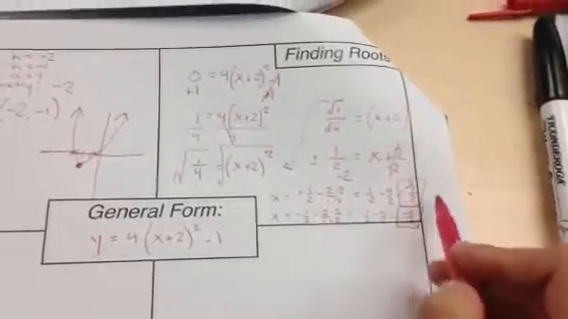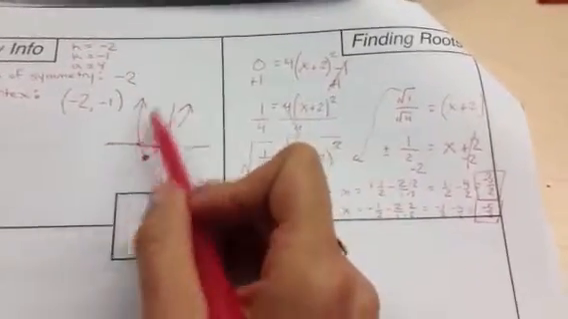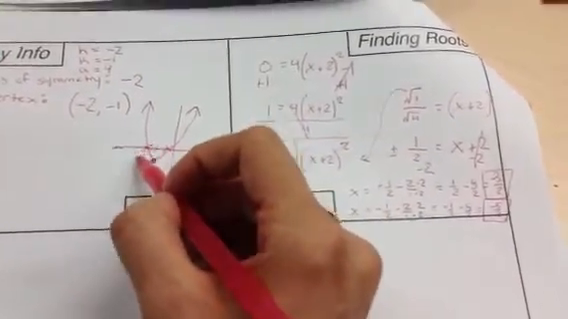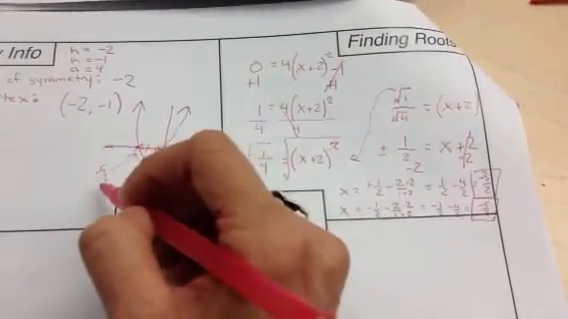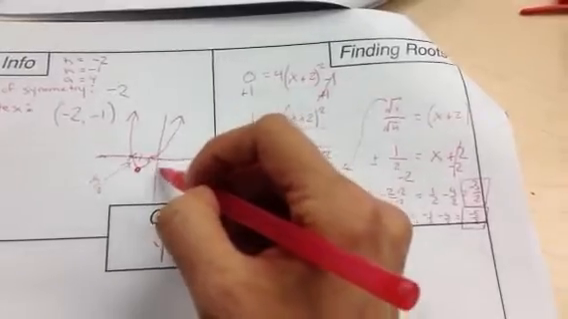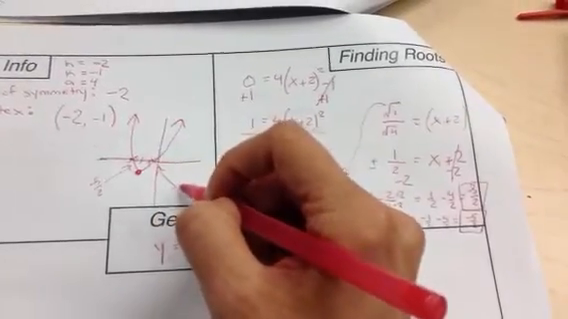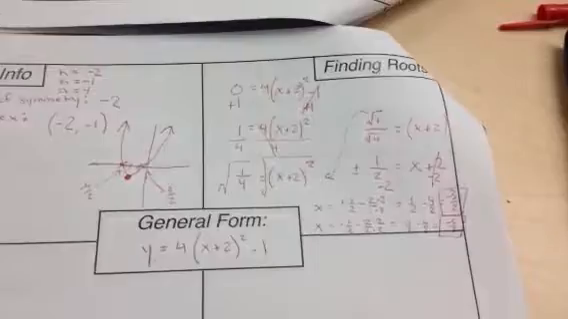So here, my two solutions, going back to this little crappy graph that I drew, this solution is going to be negative 5 over 2. And this solution is going to be the one that's negative 3 over 2.